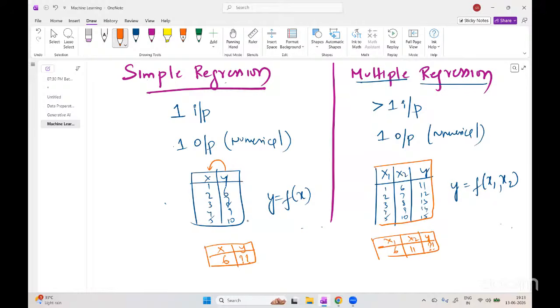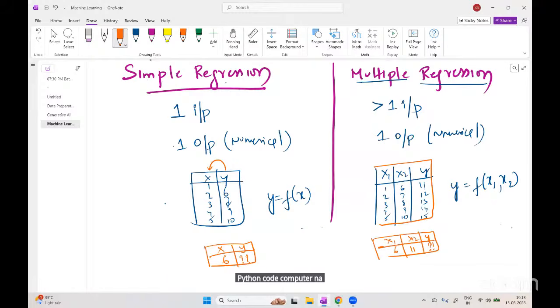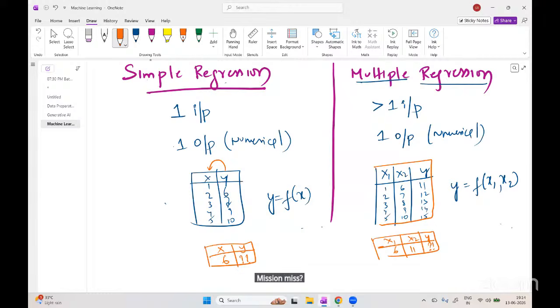For example, for this date, if you give this data set to me, I can do manually also. I don't want the Python only. Throw the Python software side. I can do manually and I can show. The only thing is it will take more amount of time. Python code computer na, it will take faster and it will complete. What is the difference between the human versus machine? Machines are as is the humans which can do very fastly. Machine means just a machine which is a substitute of the human to do the work fastly. It is not replacing. It is doing the same thing what we are going to do, but very fastly. That is the only difference.